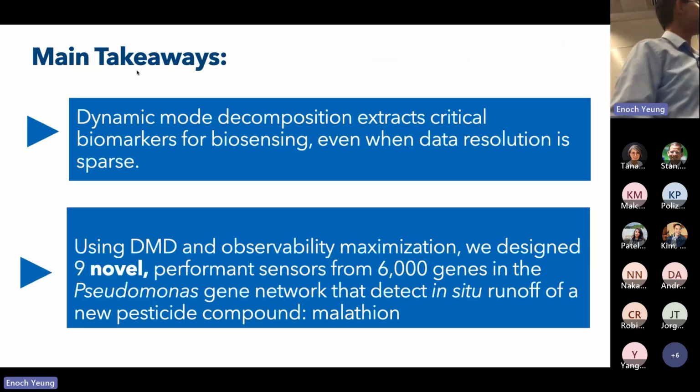So, yeah, takeaways. Dynamic mode decomposition extracts critical biomarkers for biosensing, even when data resolution is sparse. That's number one. Number two, using DMD and observability maximization, we designed 9 novel performance sensors from 6,000 genes. It really is a needle in the haystack problem, okay? That can actually detect in situ runoff of a new pesticide compound that it has never seen before. All right, or maybe the organism has seen it before, but we've never tried to find the biosensors for this compound.